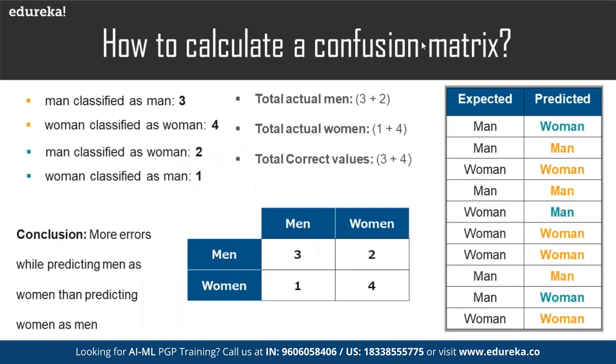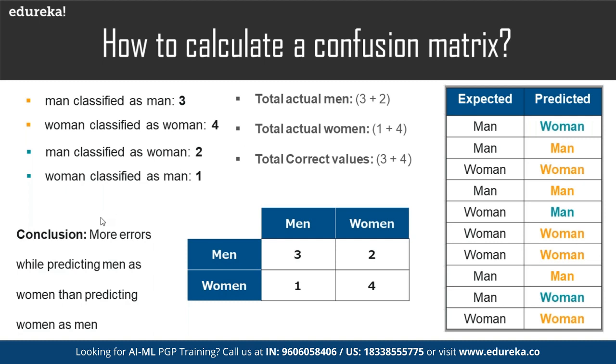Moving ahead, how we go about calculating it is again mathematical. We use true positive, false positive, true negative and false negative, and this is how we get to have the errors here. As per the example we see here, whenever a man is classified as a woman, 3 is the value we are giving just for the sake of the example. The conclusion is: more errors while predicting men as women than predicting women as men. It's just an example, so let's not consider it too much now.